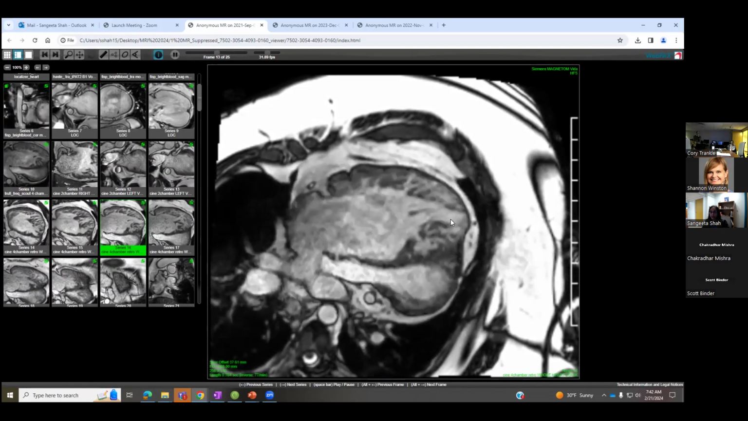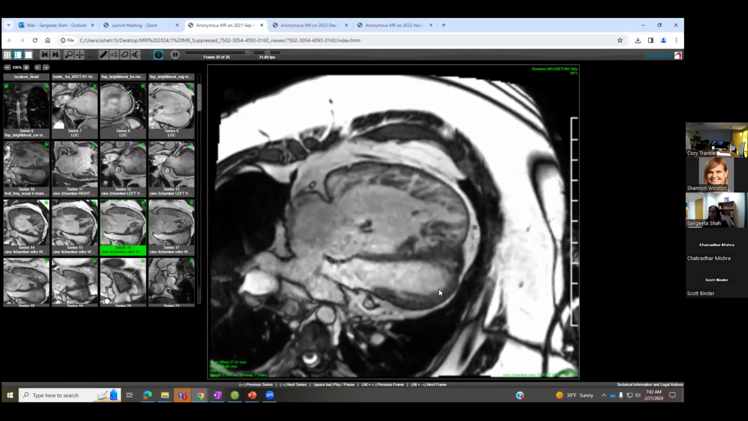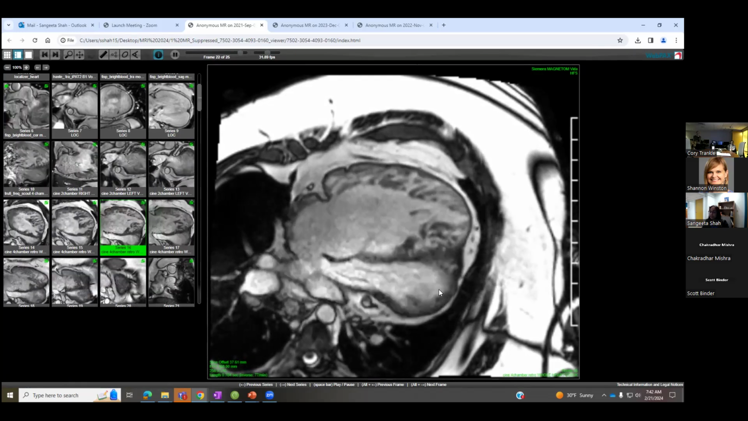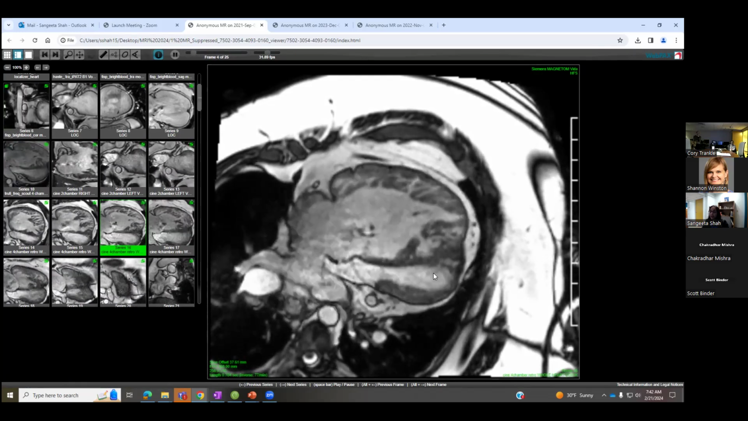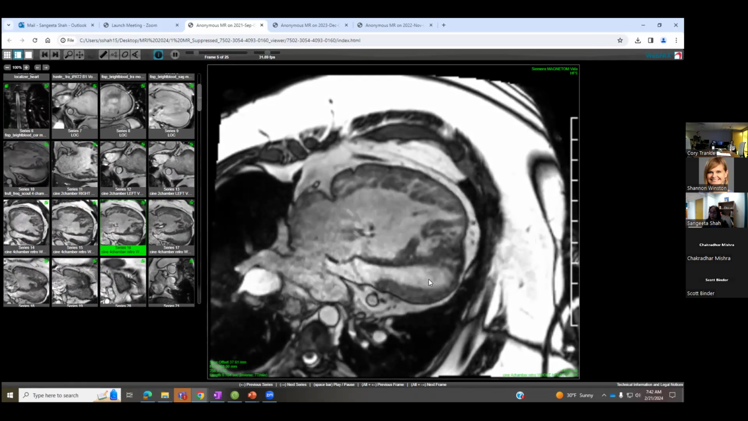You have RV dysfunction. You have a very small and compressed subpulmonary LV. And when we see this, we're really excited because this means that the pulmonary pressures are probably normal.